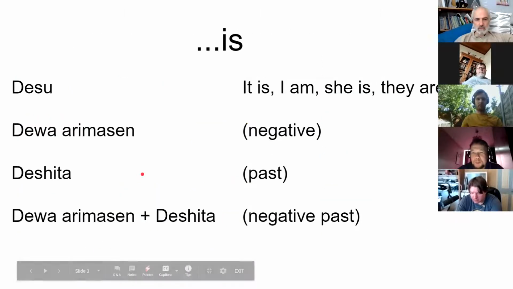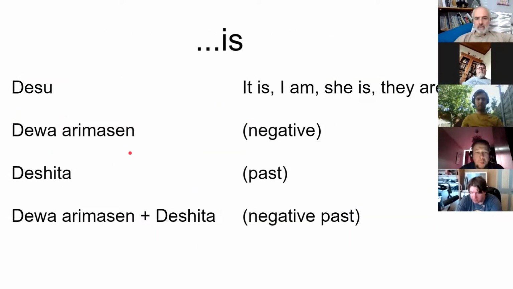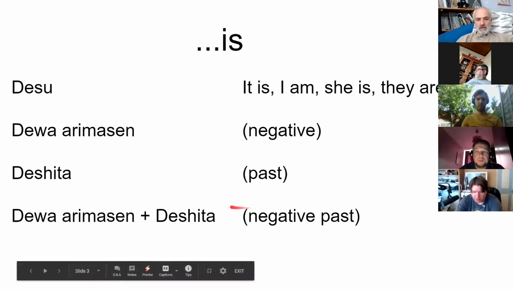Okay, let's now look. So we looked at the general Japanese sentence structure, and then we talked about state. So desu, I am, it is, she is, they are, etc. How to turn that into negative, dewa arimasen. How to turn it into the past, deshita, and then very easily to make negative past, we just combine these two together to say dewa arimasen deshita. Dewa arimasen deshita. Okay.